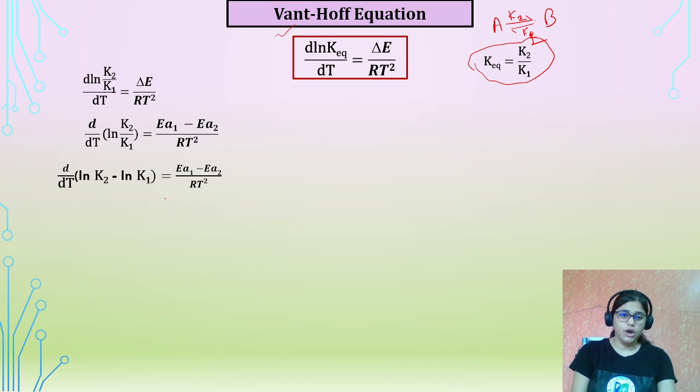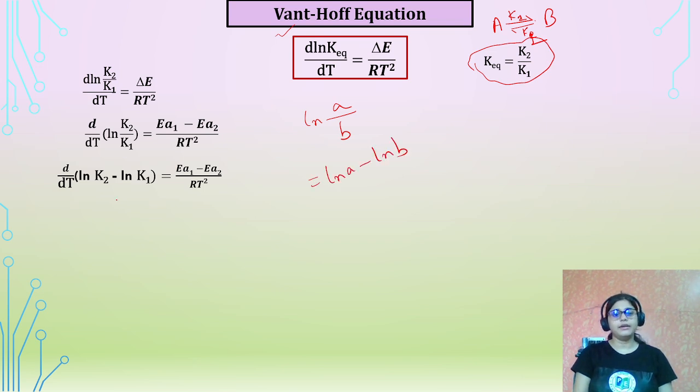if we solve this equation, we know that if we take this ln, let's say ln a by b, we can write from here that ln a minus ln b. Like that way here it is written ln k2 minus ln k1. Okay.